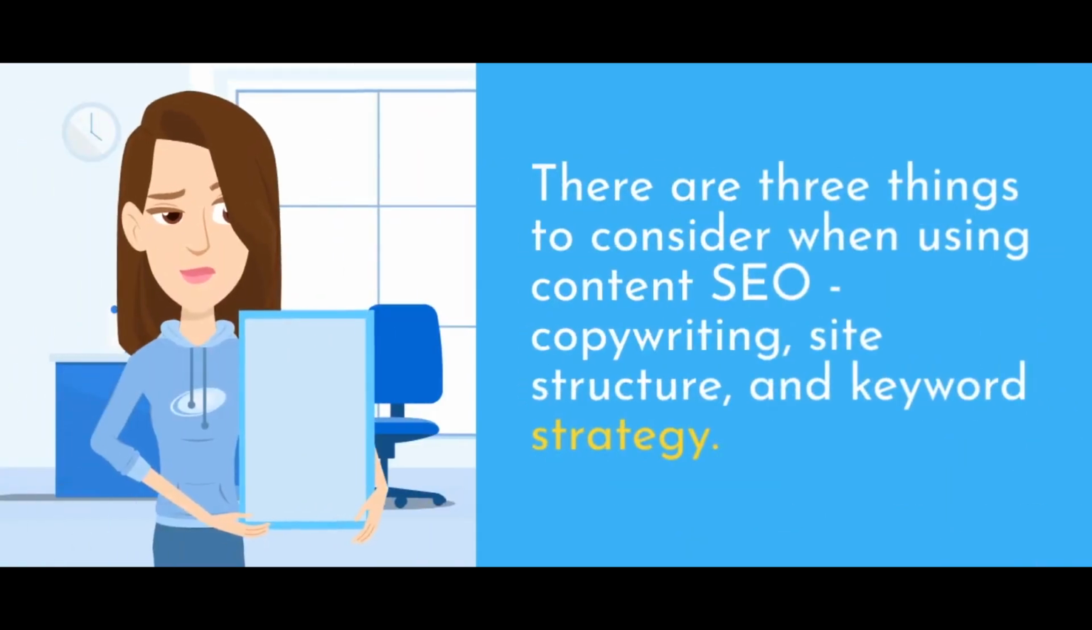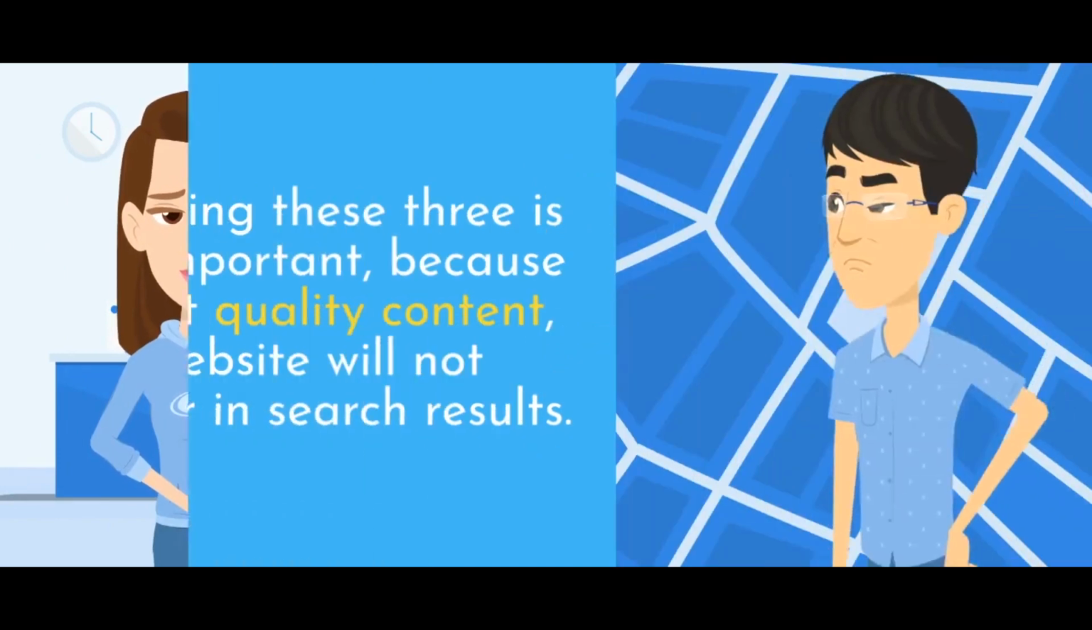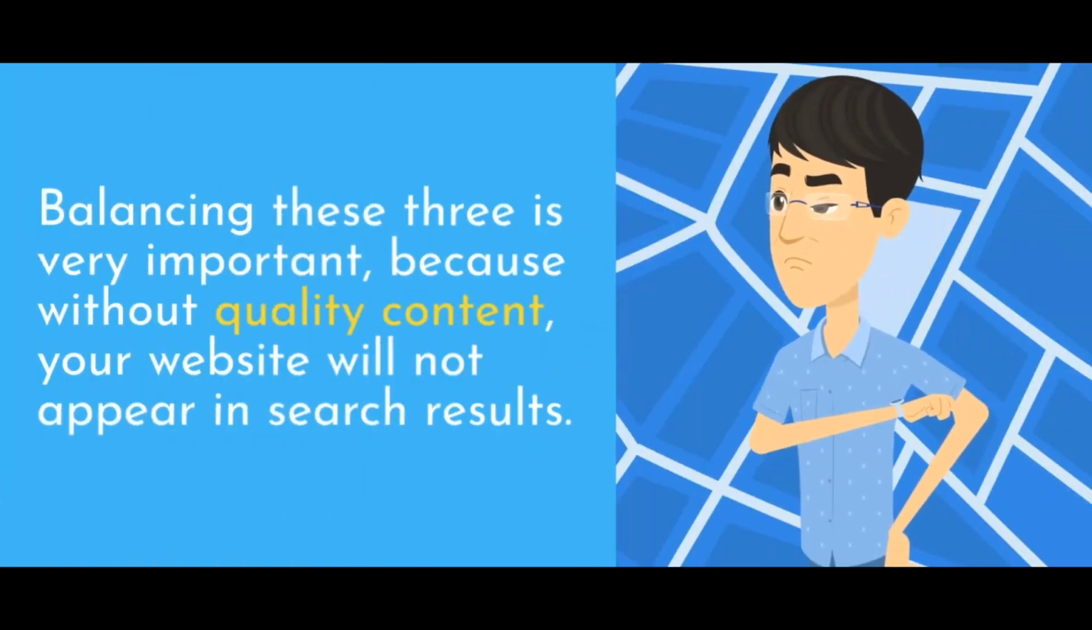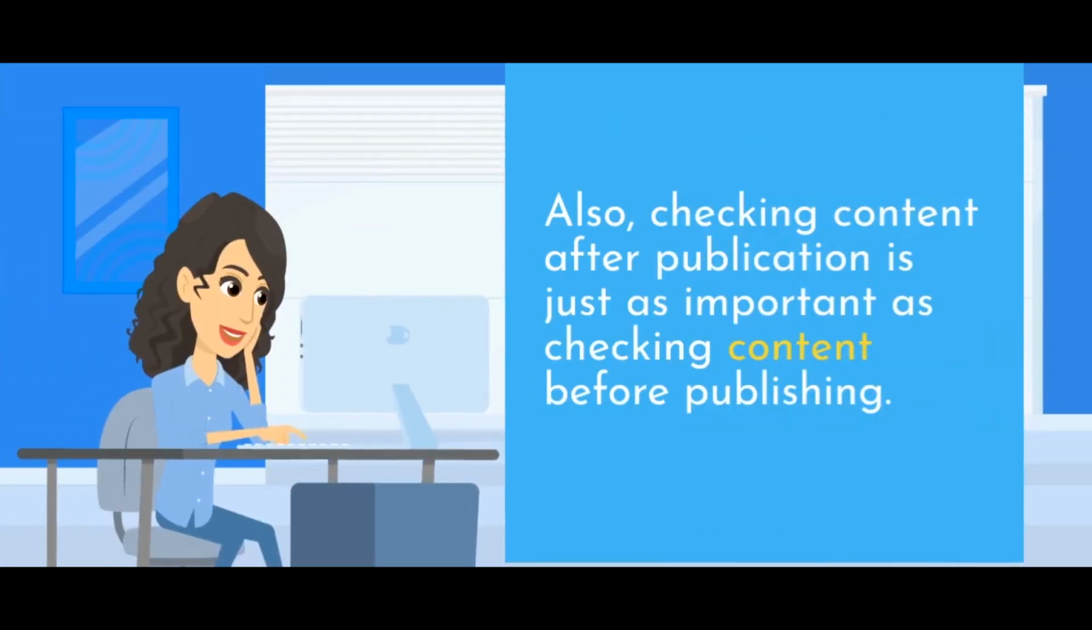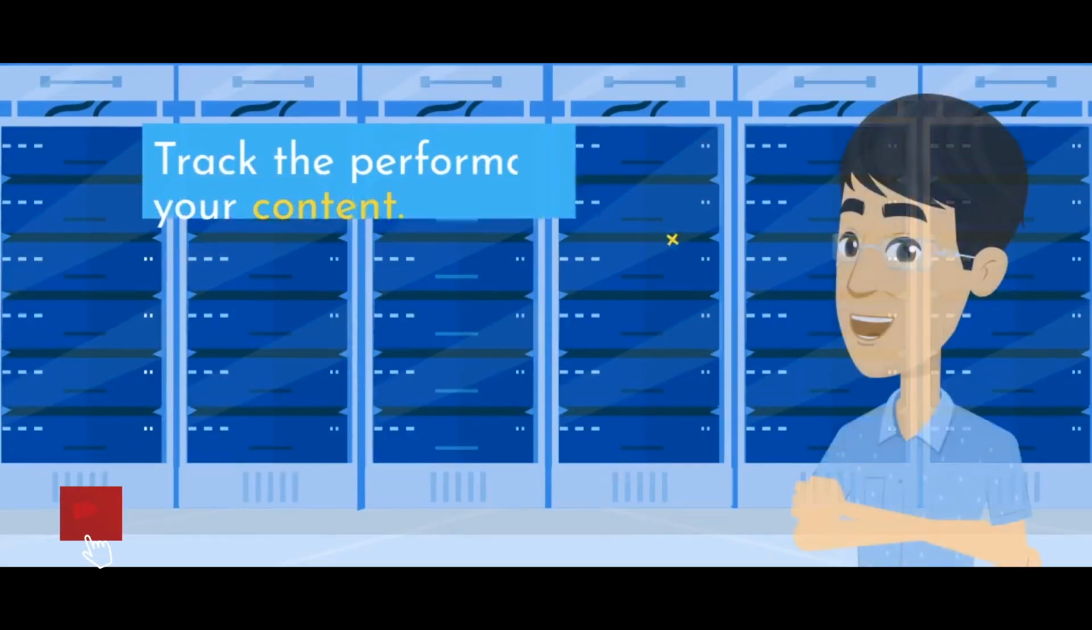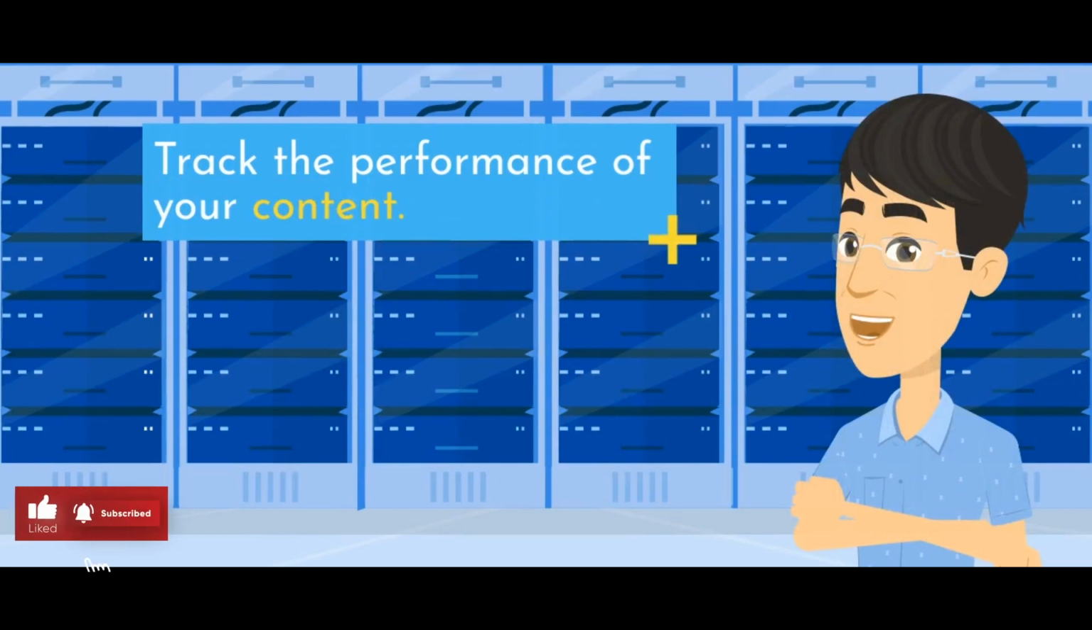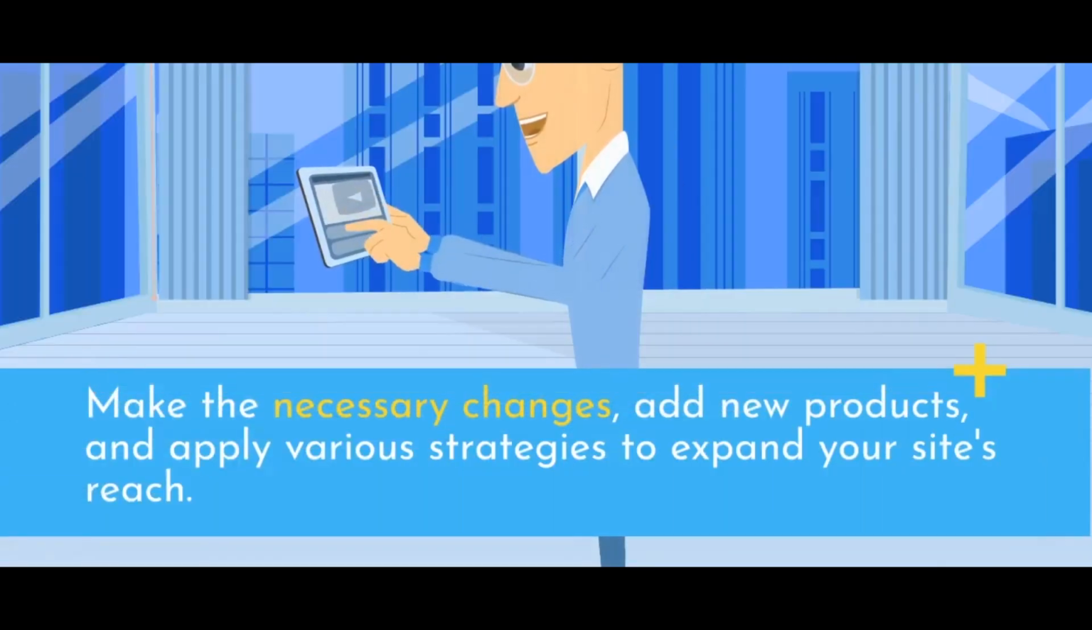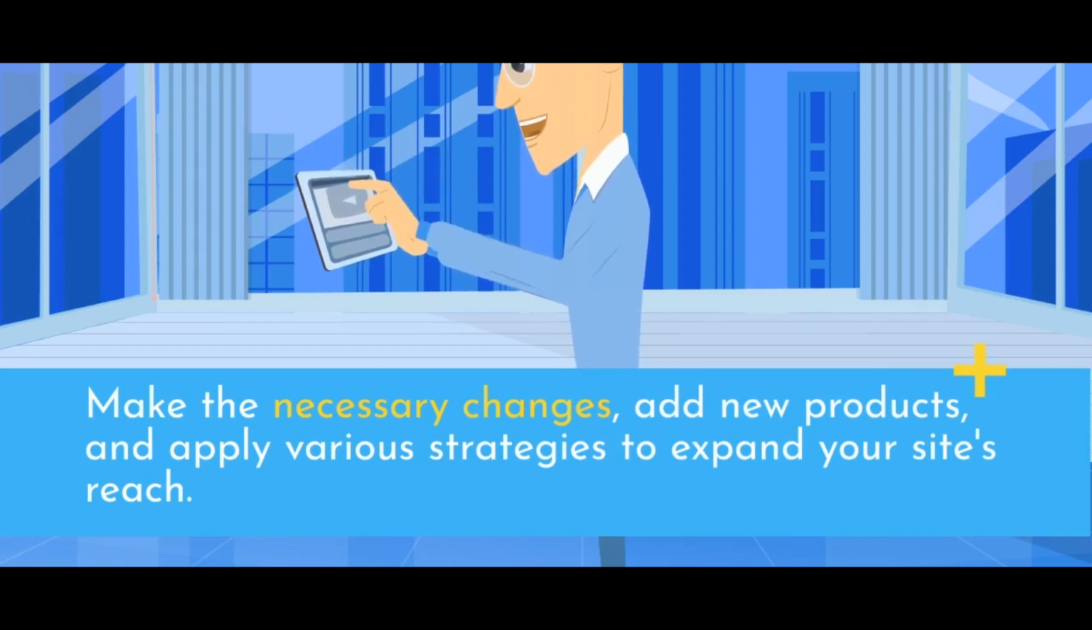There are 3 things to consider when using content SEO: copywriting, site structure, and keyword strategy. Balancing these 3 is very important, because without quality content, your website will not appear in search results. Also, checking content after publication is just as important as checking content before publishing. Track the performance of your content. Make the necessary changes, add new products, and apply various strategies to expand your site's reach.